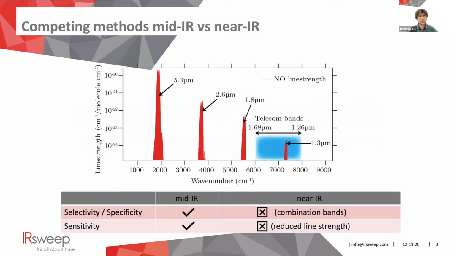Let me start first with just a brief overview of mid-infrared and compare it to the near-infrared region for sensing methods. The QCL puts us in the fortunate position that we can work in the mid-infrared range. Compared to the near-infrared range, you can actually access the fundamental ro-vibrational bands. And this gives a boost in terms of selectivity, specificity, and sensitivity compared to the near-infrared.